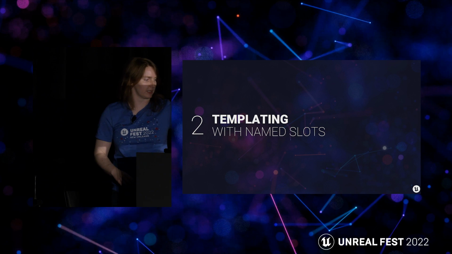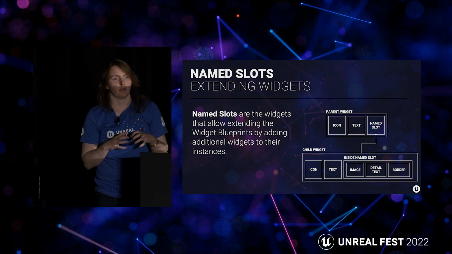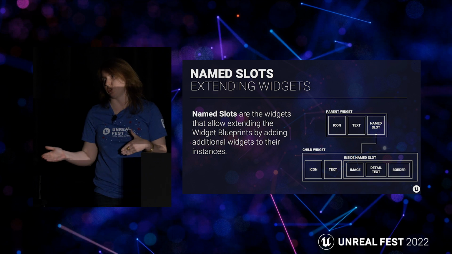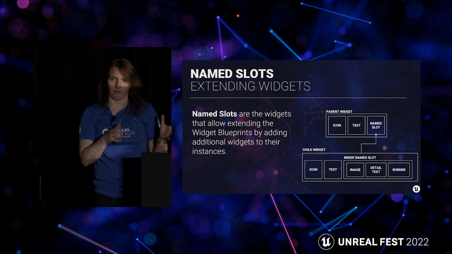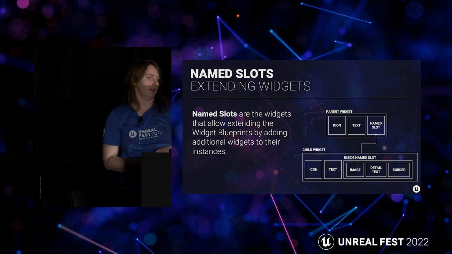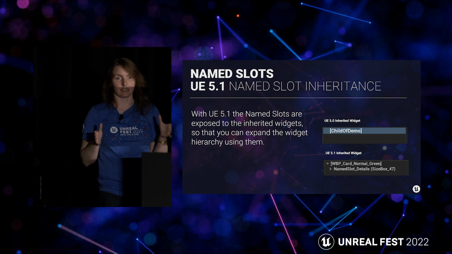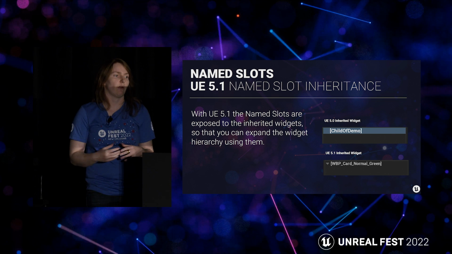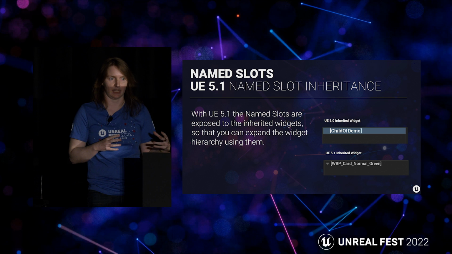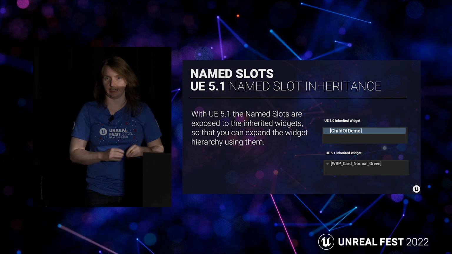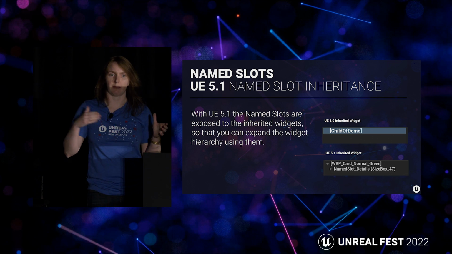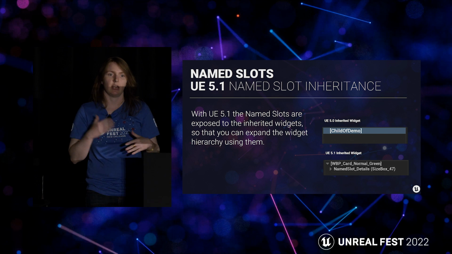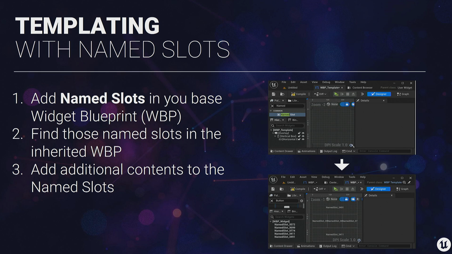Templating with name slots. So name slots are inherently this empty container that you can add more widgets into in other instances of that particular widget being used. Now, this is the 5.1 part of this presentation talk. In 5.1, we now have inherited widgets can actually access that name slot widget hierarchy. So now you have a way that you can templatize layouts because you have a name slot where you can change out the layouts and a lot of the widgets inside.